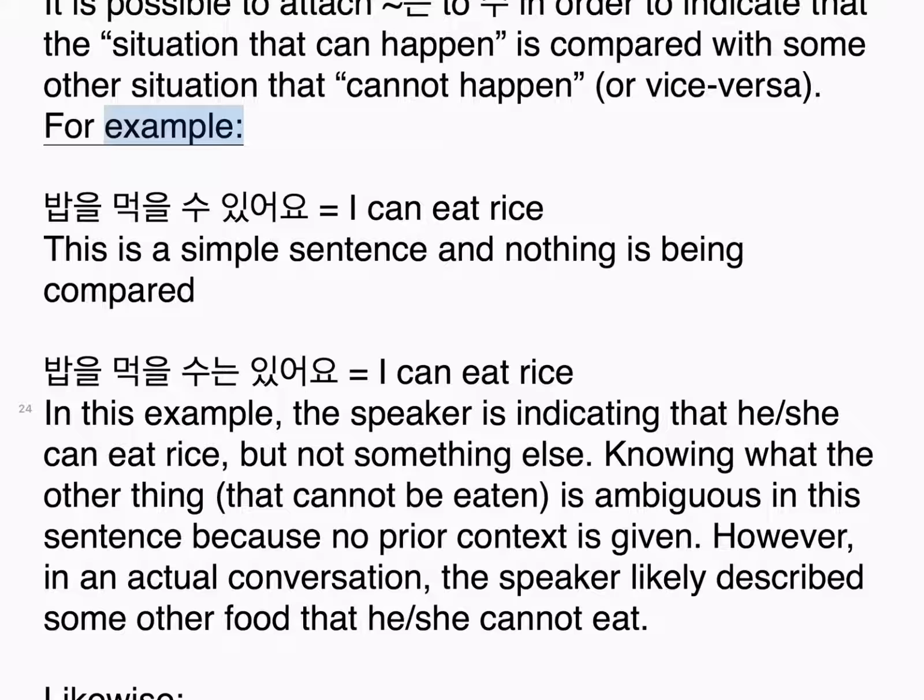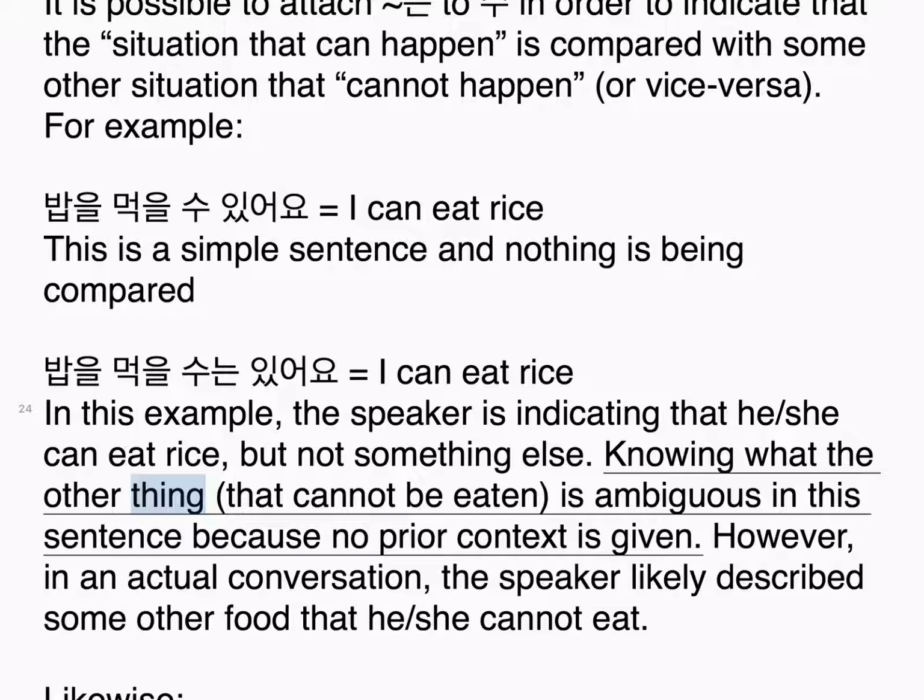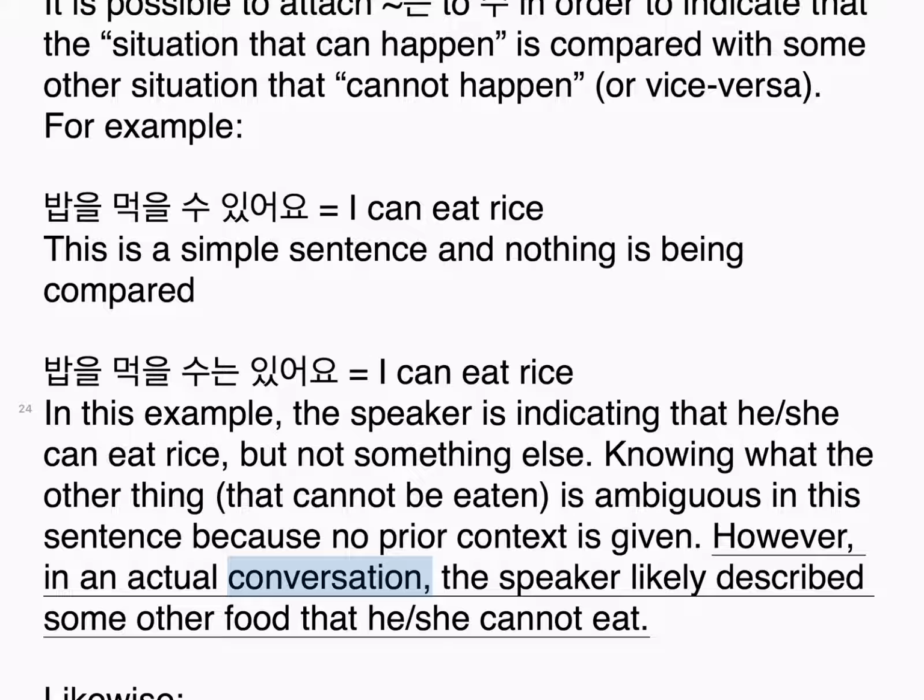For example, 밥을 먹을 수 있어요. I can eat rice. This is a simple sentence and nothing is being compared. 밥을 먹을 수는 있어요. I can eat rice. In this example, the speaker is indicating that she can eat rice, but not something else. Knowing what the other thing, that cannot be eaten, is ambiguous in this sentence because no prior context is given. However, in an actual conversation, the speaker likely described some other food that she cannot eat.